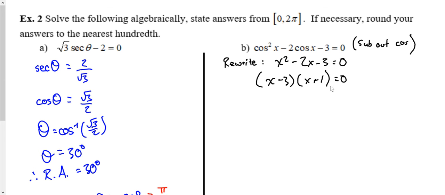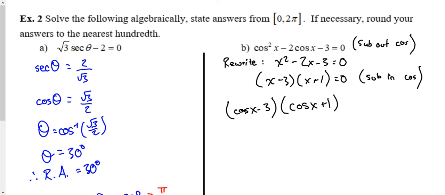So here, if I factor this, I get x minus 3 and x plus 1 equals 0. So now that I'm down to my factors, I'm going to sub in cos again. So this is going to be rewritten as cos x minus 3 times cos x plus 1, and all of that's equal to 0. Let's set each factor equal to 0 now. So this one on the left we have is cos x minus 3 equals 0. So we have cos x equals positive 3. Therefore, no solution because we're not on our unit circle.